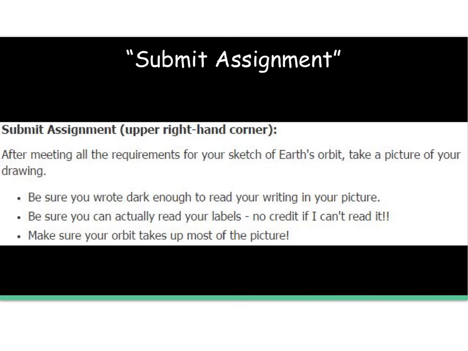So then once you've got your sketch, everything's labeled and drawn in the proper place, you're going to submit assignment in the upper right-hand corner. But first you must look at your Earth's orbit sketch. Okay? Did you write dark enough that I'm going to be able to read it when you take your picture? Because if you're one of those light writers, you've got to start darkening it up. Make sure you actually can read all your labels, because if I can't read it, and I'm not going to spend too much time trying, you're not going to get any credit. And then make sure your orbit takes up most of the picture. I don't want to see pictures of your workbook, the tabletop, only your sketch.